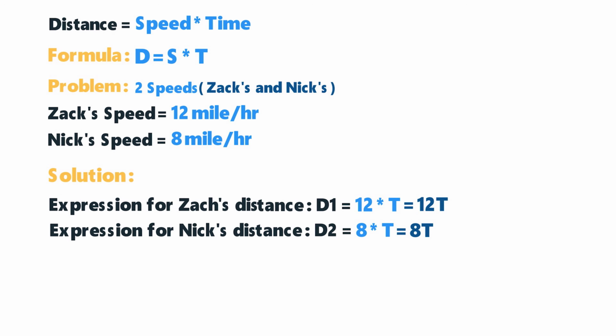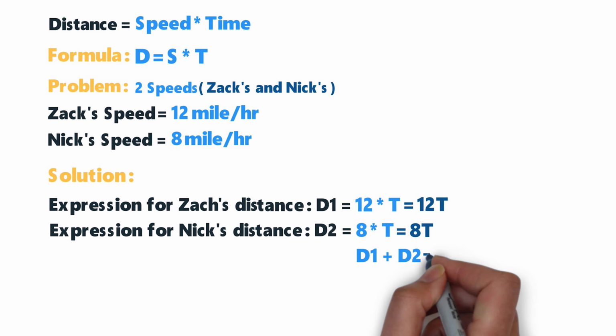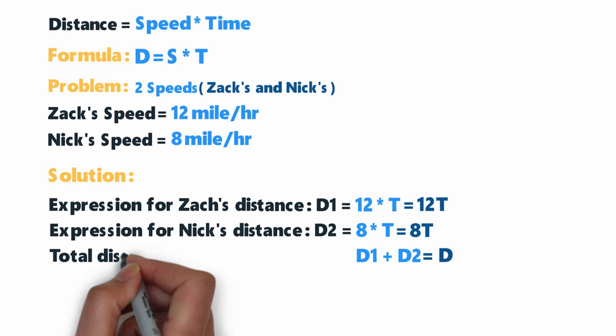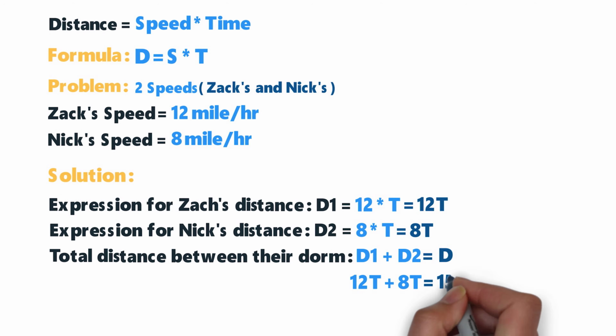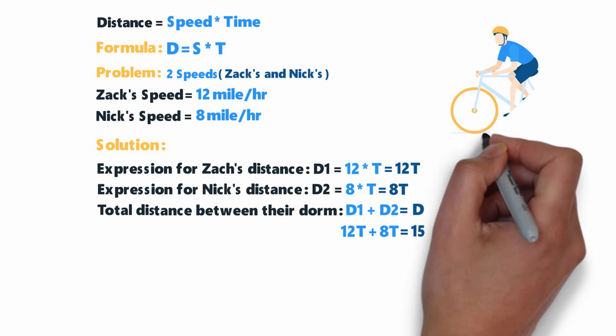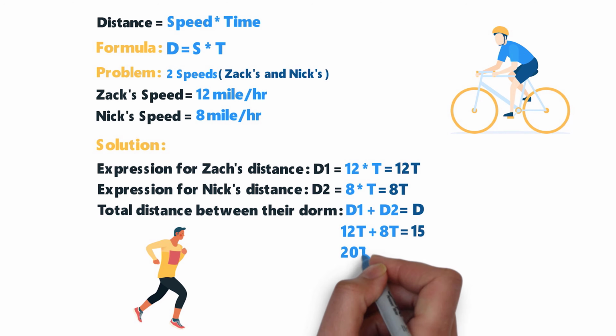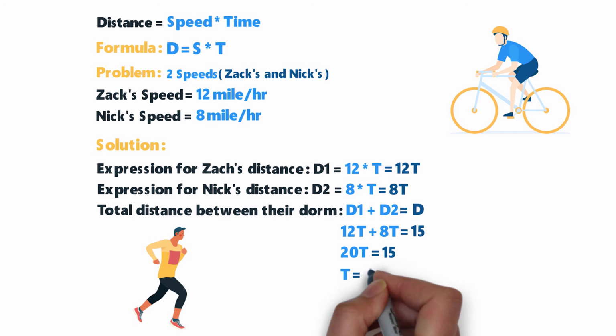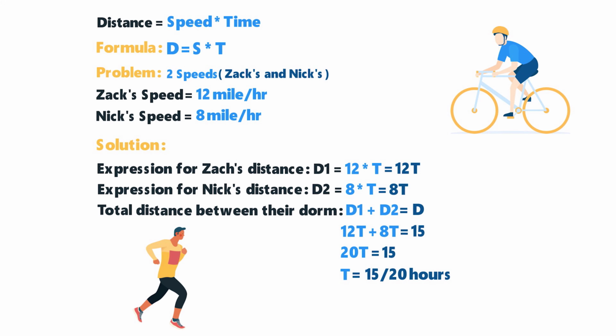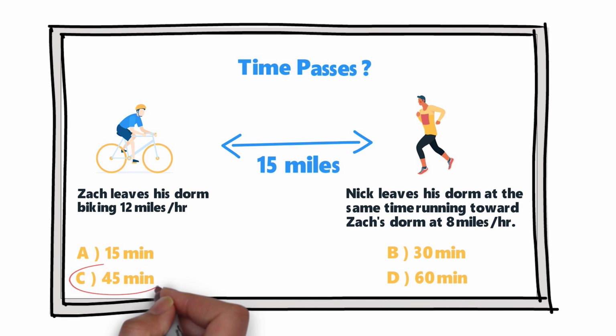Because Zach and Nick meet somewhere in between their dorms, we can also build an expression that d1 plus d2 equals d, which is the total distance between their dorms. Now we can do some substitutions, and we can say that 12t plus 8t equals 15, and 15 is the distance between Zach's and Nick's dorms, which means that 20t equals 15 after simplification, which means that t equals 15 divided by 20 and is measured in hours, which is 3/4 of an hour, and 3/4 of an hour is 45 minutes. So the correct choice here is choice C, 45 minutes.